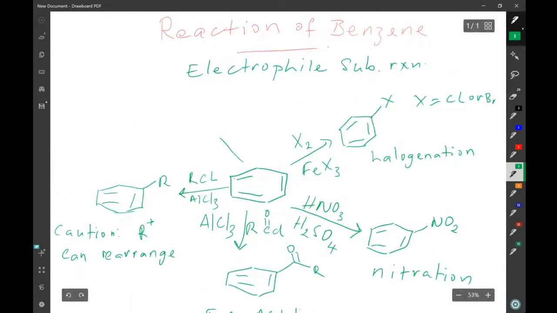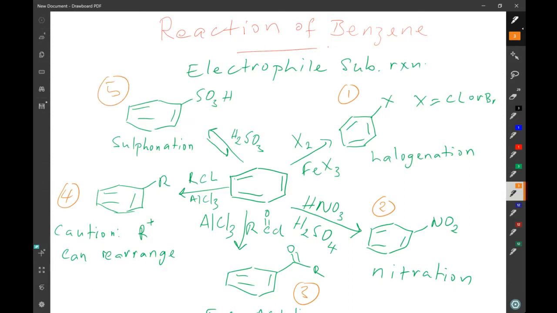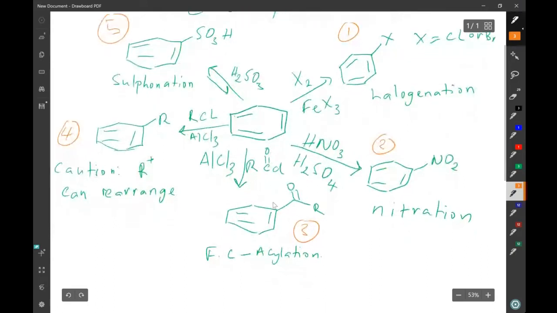Last but not the least of the reactions we went through today that I want you to remember and be able to do is sulfonation, where you react the benzene ring with sulfuric acid. That is your sulfonation, and usually this sulfonation reaction is reversible. These are the different reactions I want you to remember: halogenation, nitration, Friedel-Crafts acylation, Friedel-Crafts alkylation, and sulfonation. Knowing these reactions will help you for the rest of the chapter, and you will feel more comfortable.